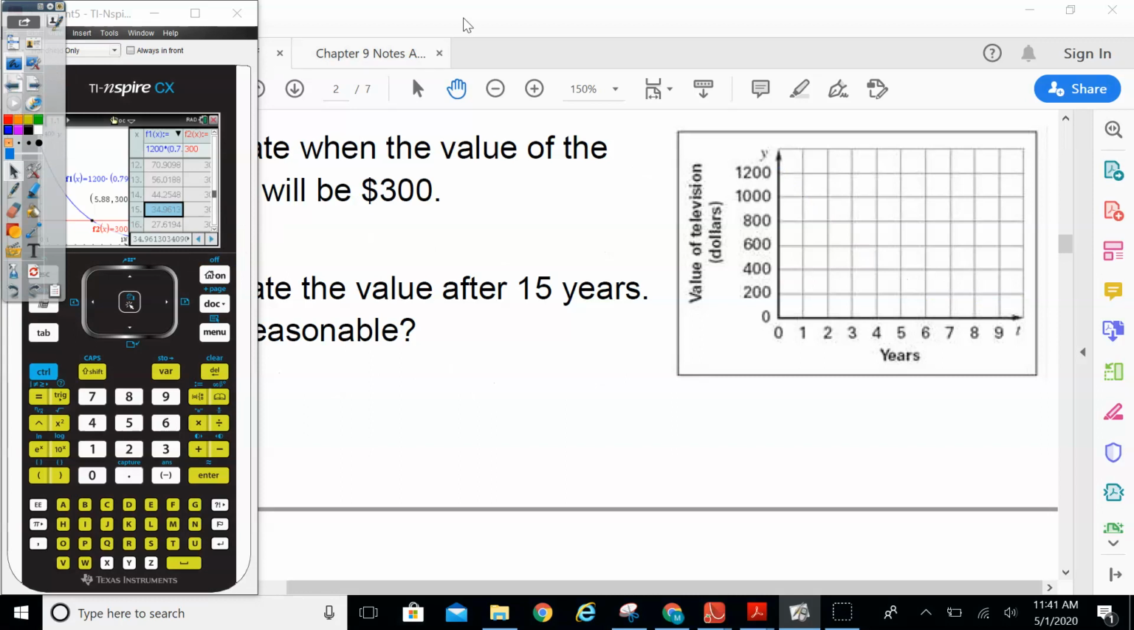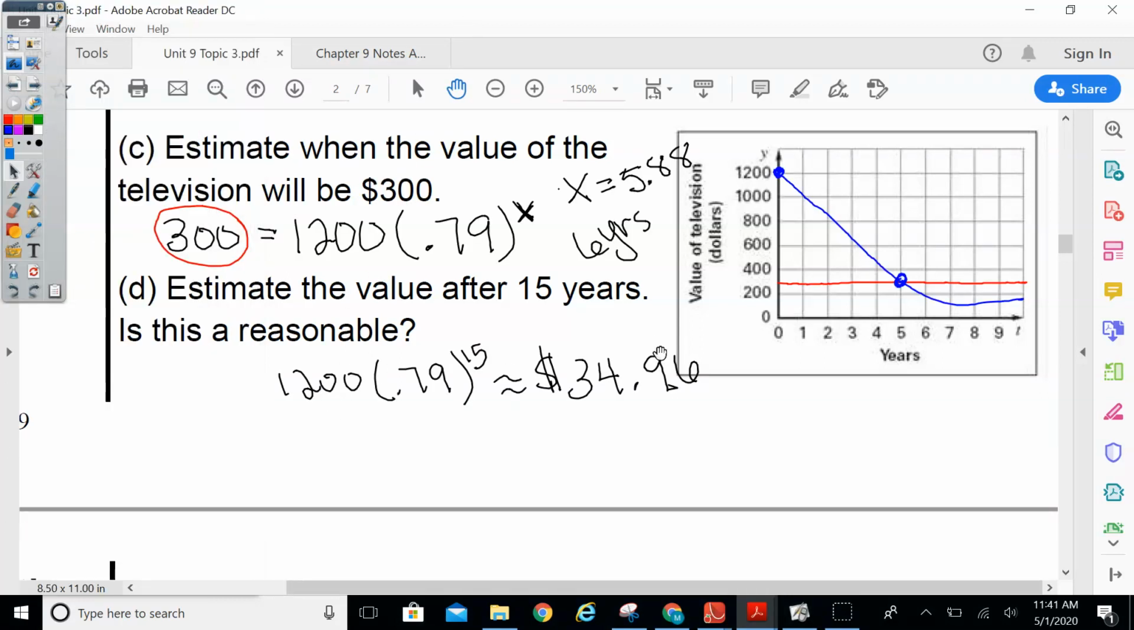Okay, so then it asks, is this reasonable? Probably not, more than likely not. You know, after so many years, it's not worth very much. I mean, it's probably not worth anything except parts. Or maybe it turned into a classic and it's worth way more than that. So you got to be careful.